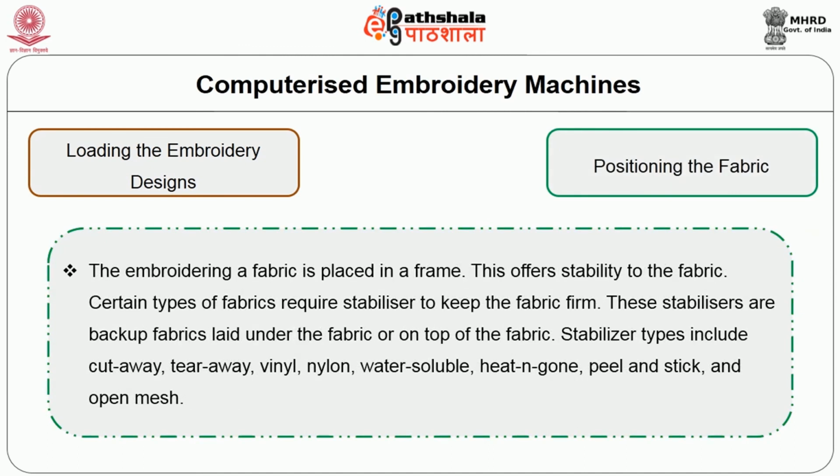The fabric is positioned in the embroidery machine after the fabric is placed on a frame. The frame offers stability to the fabric. Certain types of fabrics require an additional stabilizer to keep the fabric firm. These stabilizers are backup fabrics which are laid under the fabric or on top of the fabric. Stabilizers include cutaway, tearaway, vinyl, nylons, water soluble, heat and gone, peel and stick, and open mesh types.